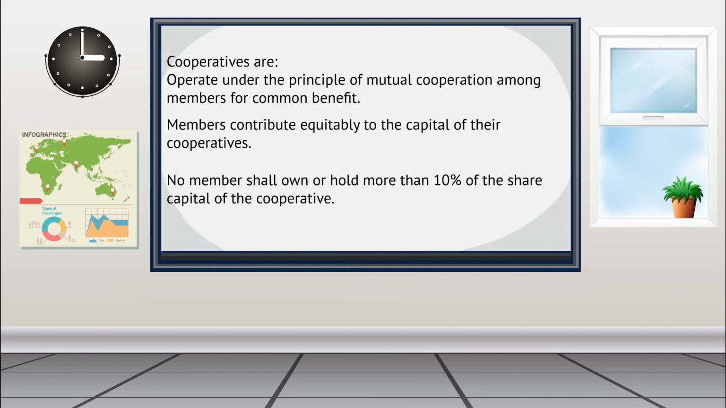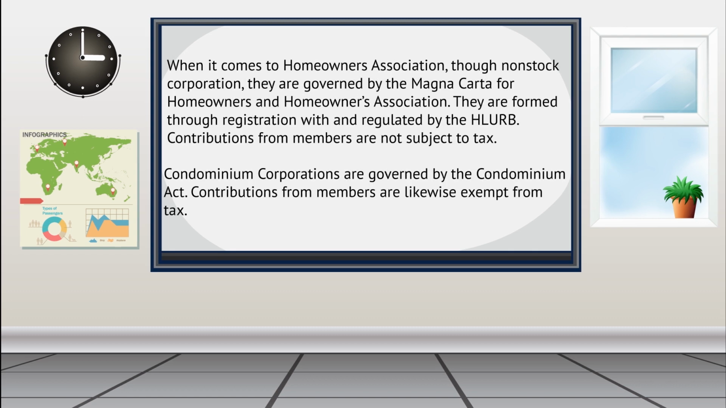Cooperatives operate under the principle of mutual cooperation among members for common benefit. Members contribute equitably to the capital of their cooperatives. No member shall own or hold more than 10% of the share capital of the cooperative. When it comes to homeowners associations, though non-stock corporations, they are governed by the Magna Carta for Homeowners and Homeowners Associations. They are formed through registration with and regulated by the HLURB. Contributions from members are not subject to tax. Condominium corporations are governed by the Condominium Act. Contributions from members are likewise exempt from tax.